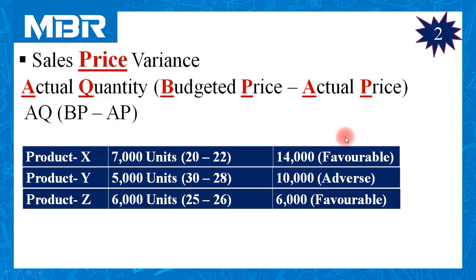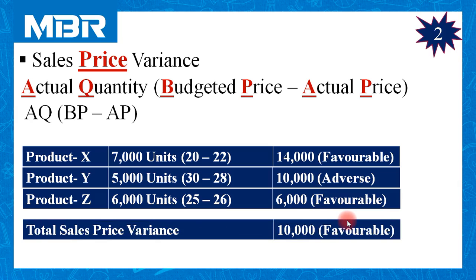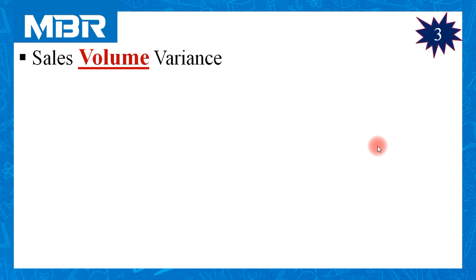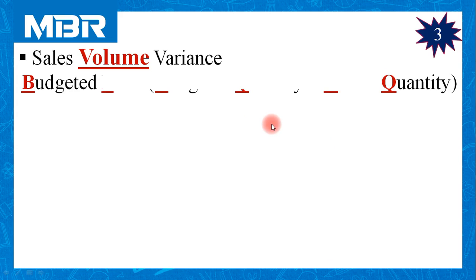Here you can say that 14,000 is favorable, 6,000 is also favorable, and 10,000 is adverse. So, in total, our sales price variance is rupees 10,000 favorable. After discussion of sales price variance, let us move to the third variance. It is sales volume variance.